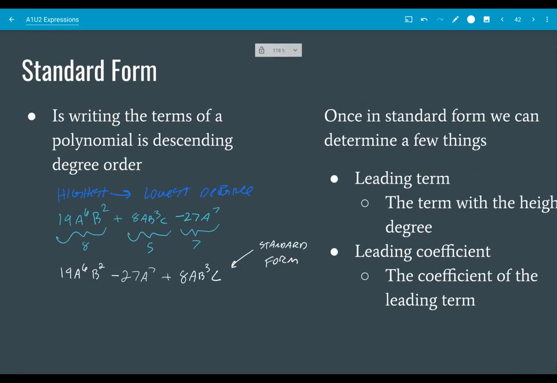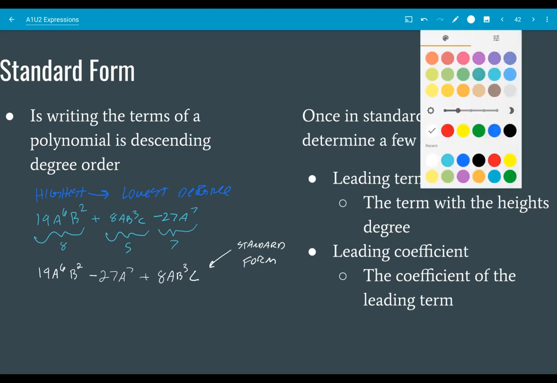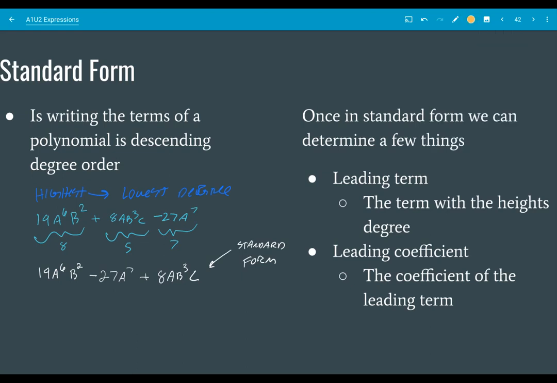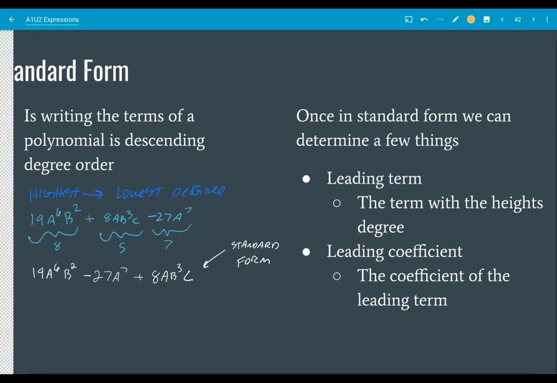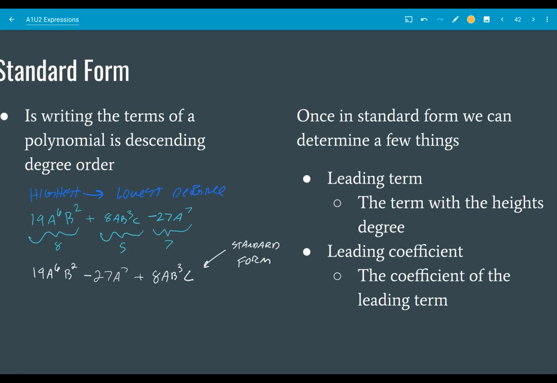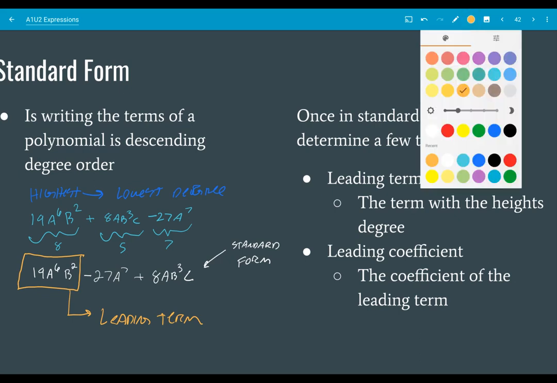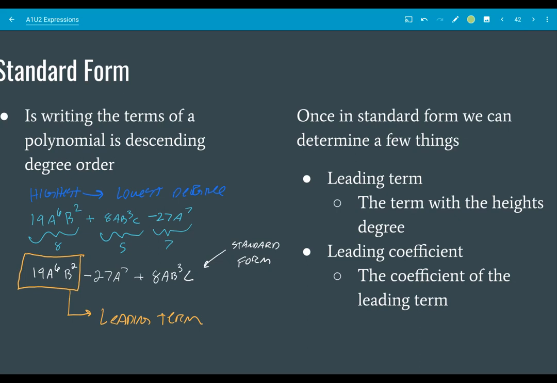Okay. Once it's in standard form, there's a few additional things that we can look at. We can first and foremost look at what's called the leading term. So that's the term with the highest degree. So that becomes our leading term. And the other thing we can look at is what's called the leading coefficient. So we look at our leading term, and the coefficient is the number in front of a variable. So we call that the leading coefficient.